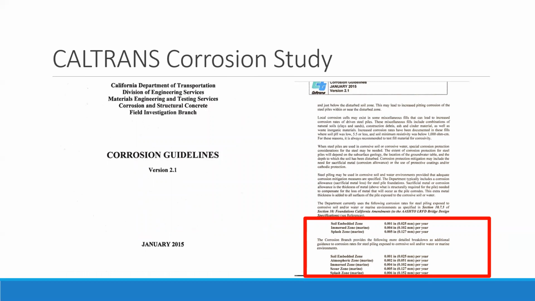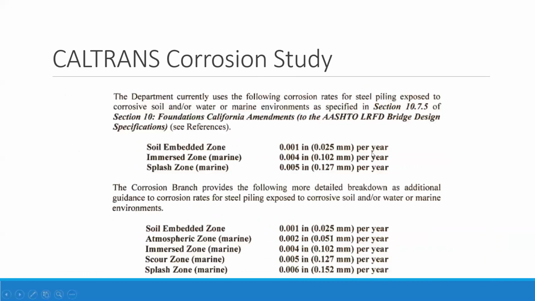So Caltrans then had a follow-up study where they looked at the destructive resistance of steel pipe in corrosive soil, water, and marine environments. Taking a closer look here, the study recorded that steel corrosion rates vary depending on the environment, as indicated with a soil embedded zone, immersed zone in a marine environment, as well as a splash zone in a marine environment. And the significance of this study showed that steel pipe can be used in corrosive soil or water environments, provided that adequate mitigation measures are in place.